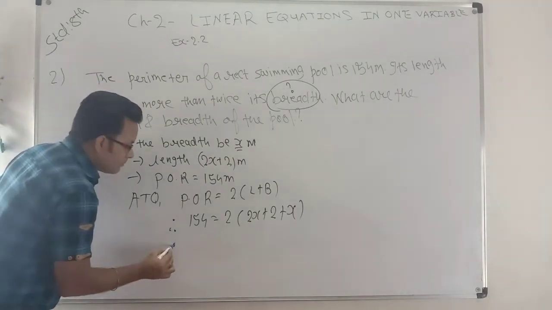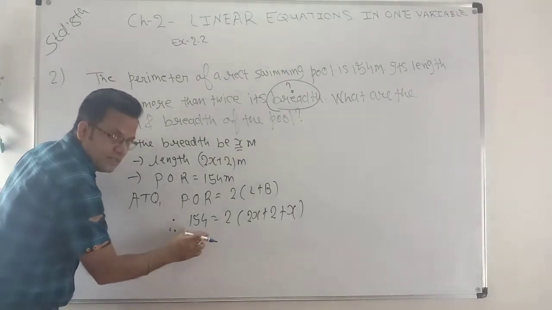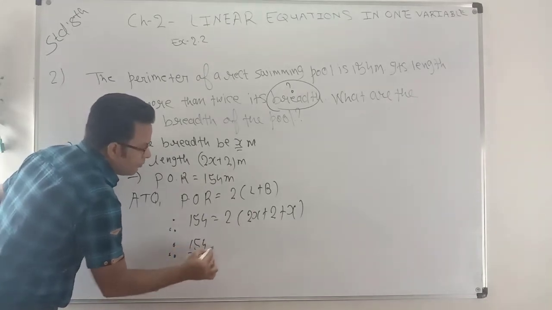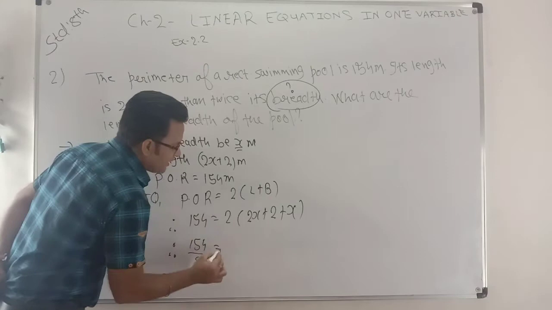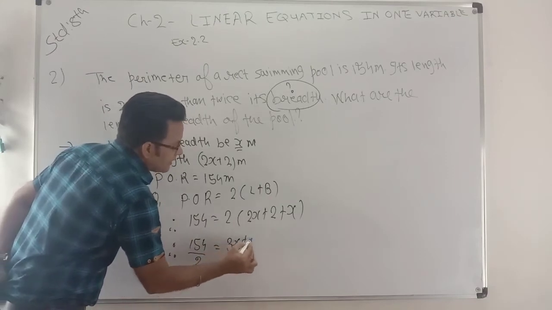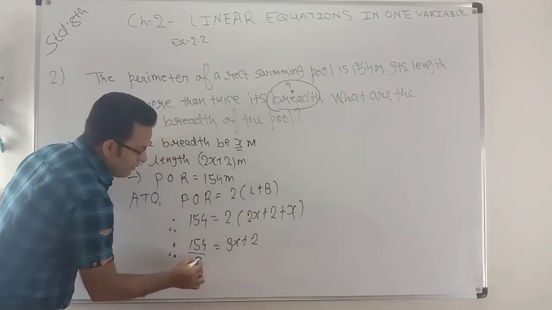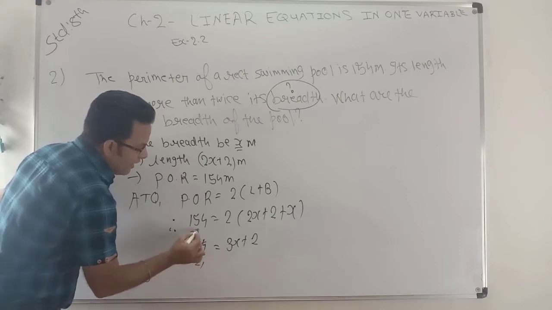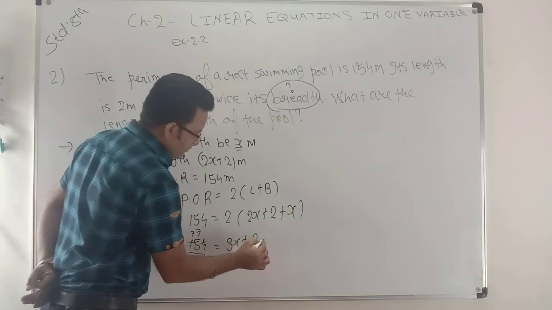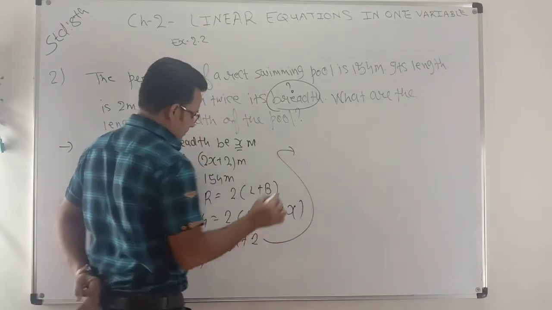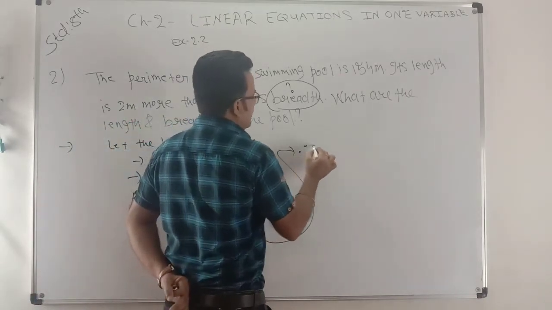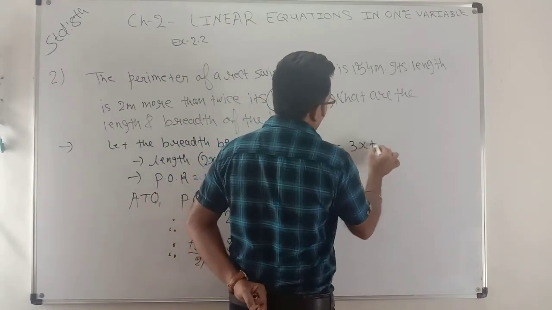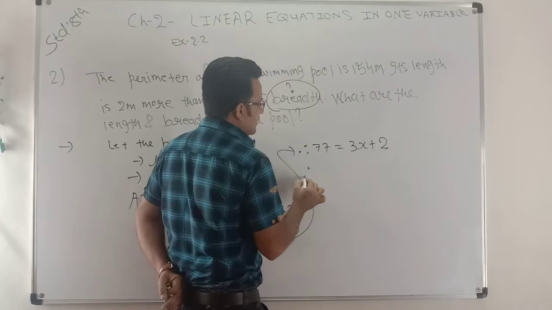Now you have to divide this 154 by this 2. So 154 upon 2 is equal to 2x plus x means 3x, 3x plus 2. Now divide this. 2 1s are here, 2 7s are, again 2 7s are. Therefore 77 is equal to 3x plus 2.